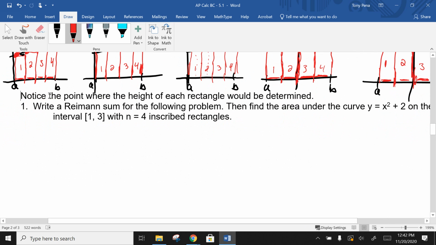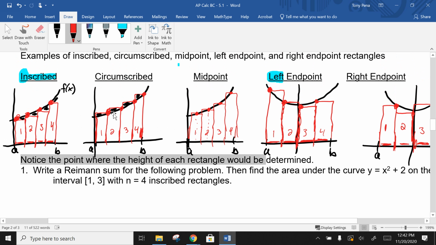All right, and then I've talked about it. Notice where the point is that's hitting the curve every time. That's how we're going to be able to figure out what the height of all these rectangles is. This big red dot that I keep putting, whatever the y coordinate of those points are, that's the height of each rectangle.